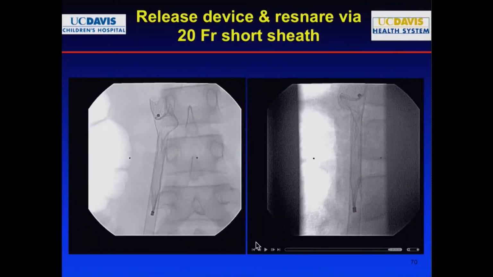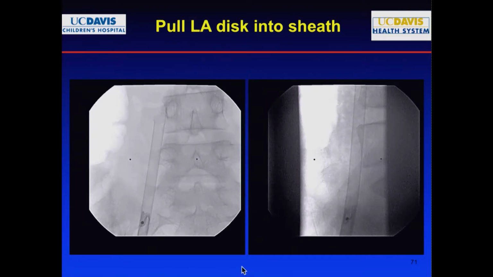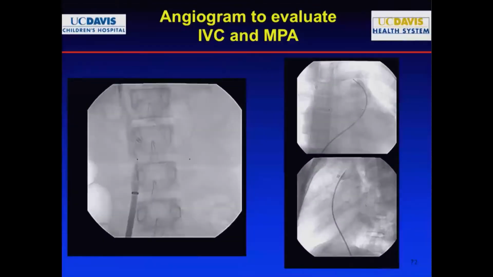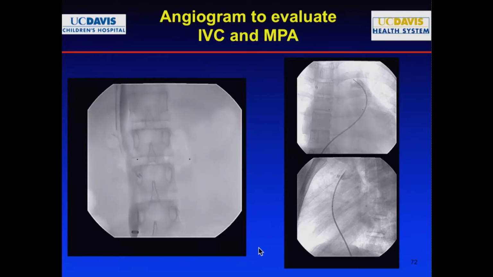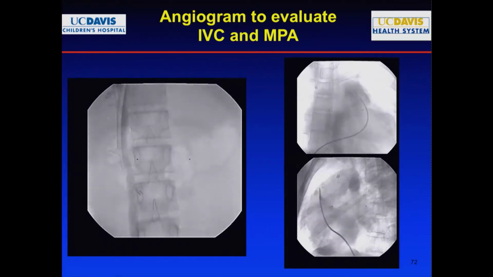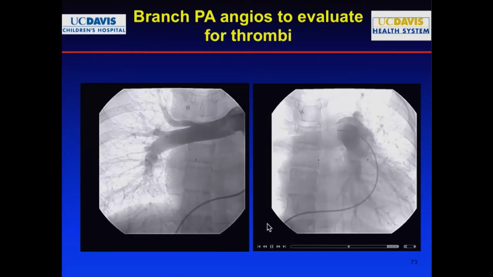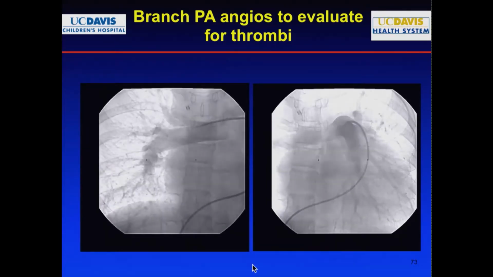So at this point, you basically knew that if we let go of the device, it's going to be stable in the IVC because it's so big, and then just put in a larger sheath, 20 French sheath, and then you can pull it out. Luckily, it's in the vein, so we can get ourselves out of trouble. So make sure you have all size sheaths ready for you. Of course, you have to take pictures to make sure that there's no clots, no extravasations, et cetera. We took pictures all over to make sure that there were no clots anywhere. So we dodged that bullet.